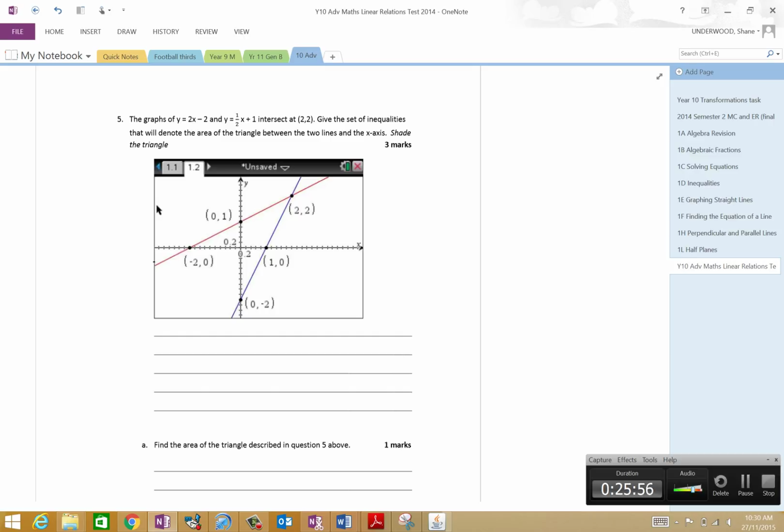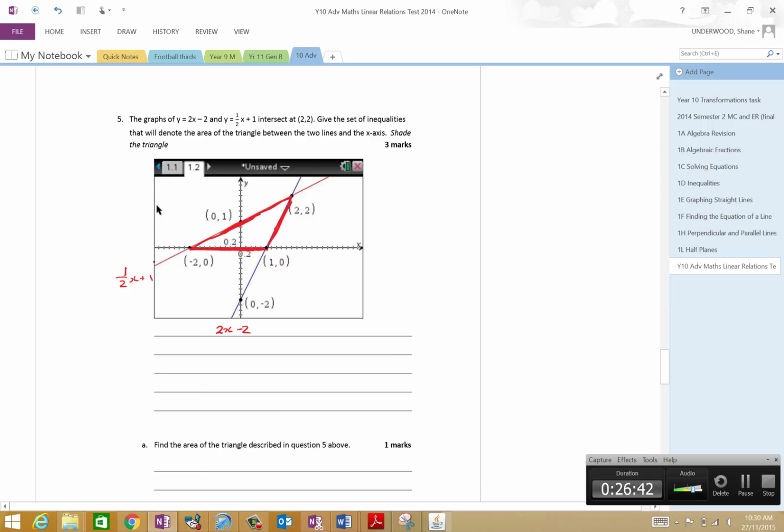Give the set of inequalities that will denote the area of the triangle between the two lines and the x-axis. That is this, ladies and gentlemen. Look at this. We want this triangle. Now, remember that first of all, we have to establish which one has the higher gradient: 2x minus 2 or a half x plus 1. So therefore, would you agree that this slope here is greater? So this one must be the 2x minus 2 one. Okay? Now, that's really important to know. We can't get them mixed up. This is the 2x minus 2 one, and this is a half x plus 1.